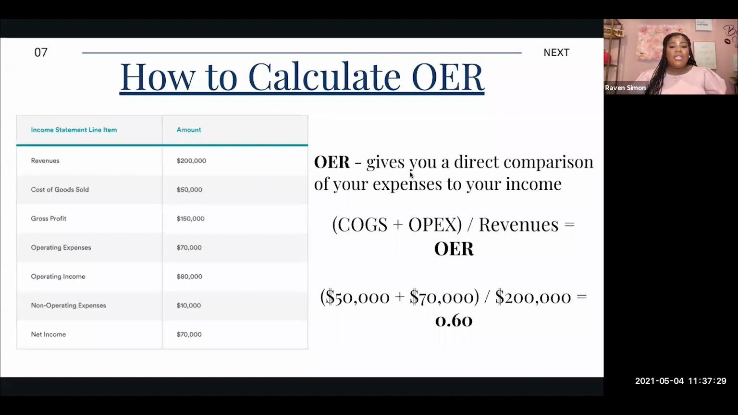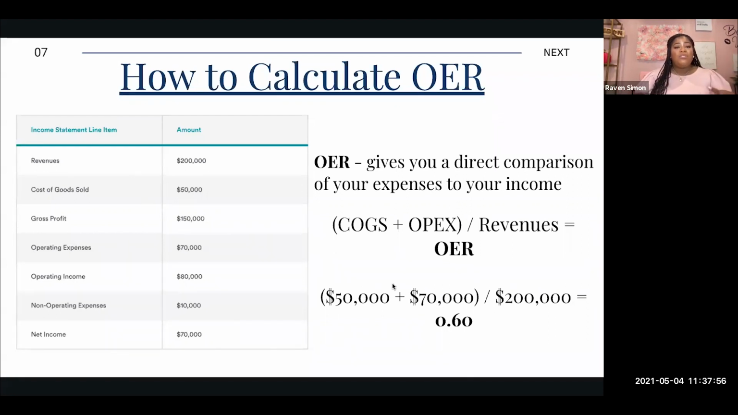So what you're basically going to do, you're going to take all of your operating expenses. So again, operating expenses have 3 types, but they have 2 different categories. So you're going to take your COGS, which is a category of operating expenses, and you're going to add that to your other operating expenses. So in this example, above the line and below the line. So COGS is 50, operating expenses is 70.